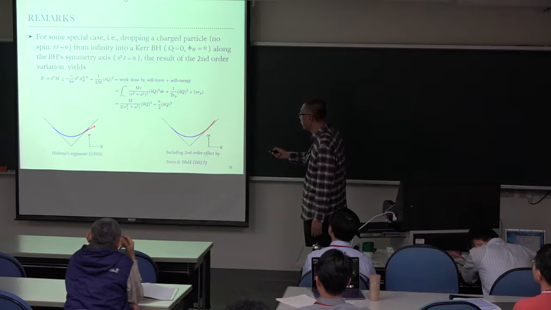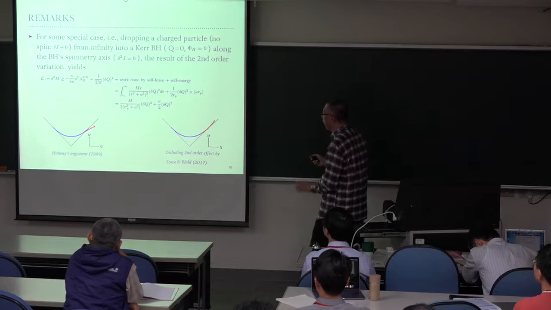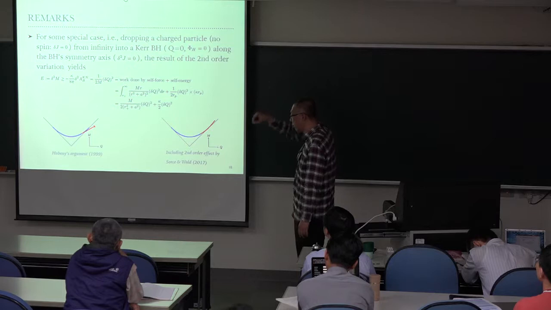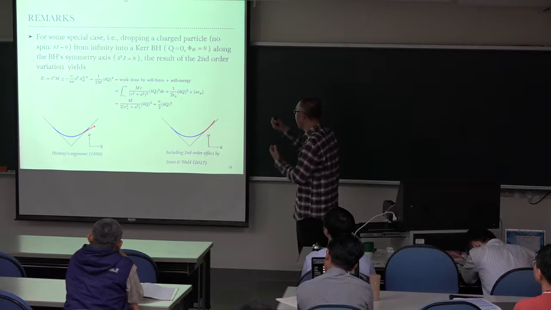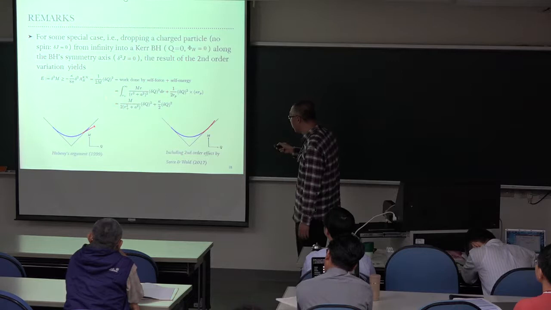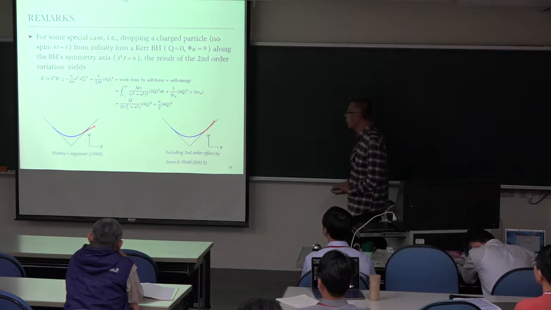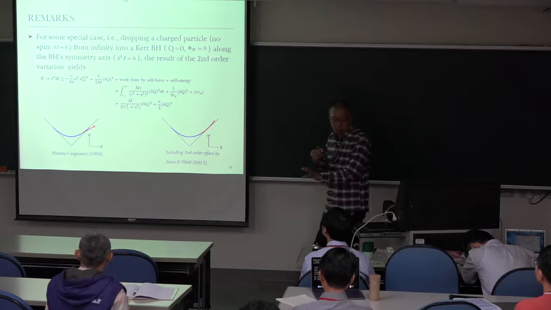And actually, you can separate this into two pieces. One piece is coming from work done by the self force. Because you drop the particle, you have the work done by the self force. Also, the particle itself has self energy. So you combine these two terms together, and you find that actually you get the same answer as you derived from the second order variation identity. So dynamically, in this simple case, we actually find that this matches quite well.